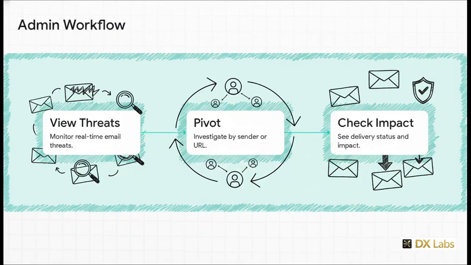For the exam, you need to understand the exact workflow in Threat Explorer. Step 1, you view the real-time threats. Step 2, you pivot your investigation, meaning if you find one bad URL, you can instantly pivot and search to see who else in your entire organization received that exact same URL. Step 3, you see the delivery status, allowing you to actually delete those malicious emails directly out of the user's inboxes before they can cause any harm.